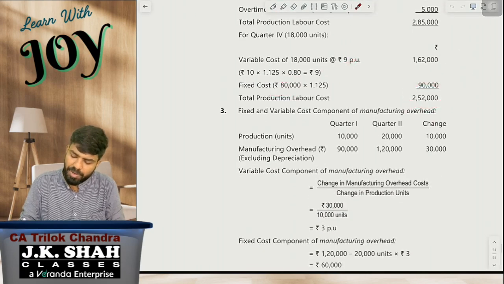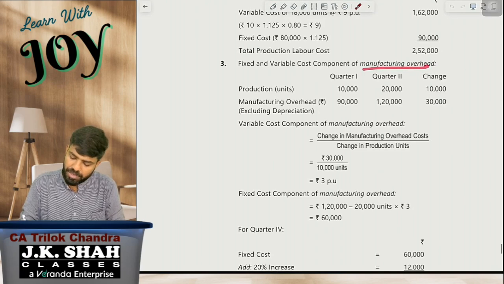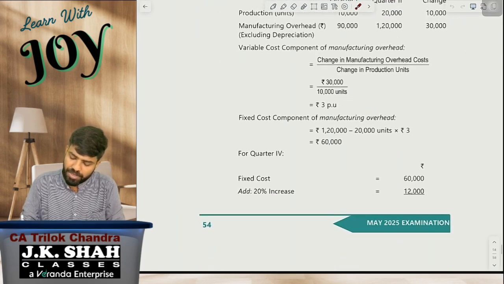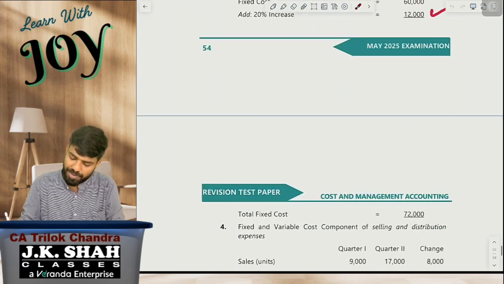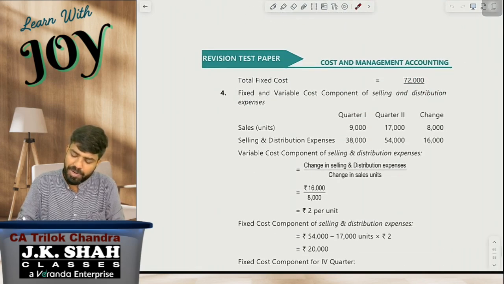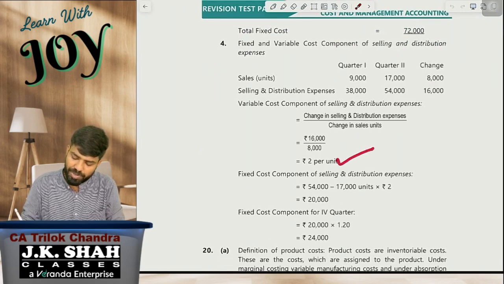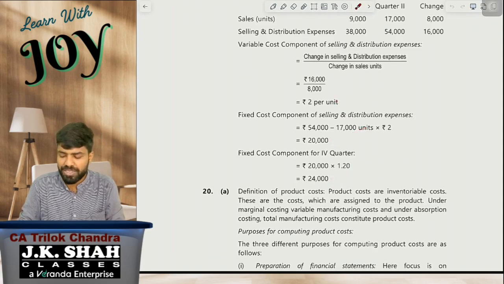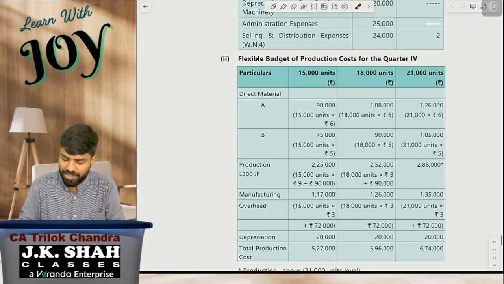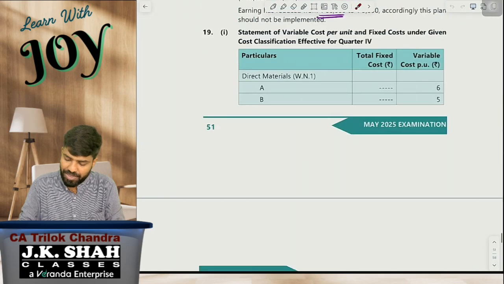Okay. Fixed and variable component of manufacturing overheads. Change in cost divided by change in units gives 3 rupees per unit, and the fixed component is 1,20,000 minus variable cost, 60,000 per quarter. For a 20% increase, it becomes 72,000. Next, fixed and variable component of selling and distribution expenses. Change in cost divided by change in units gives 2 rupees per unit. Fixed cost is 20,000. After increase, 24,000. Using this information, we are going to calculate it for the fourth quarter.